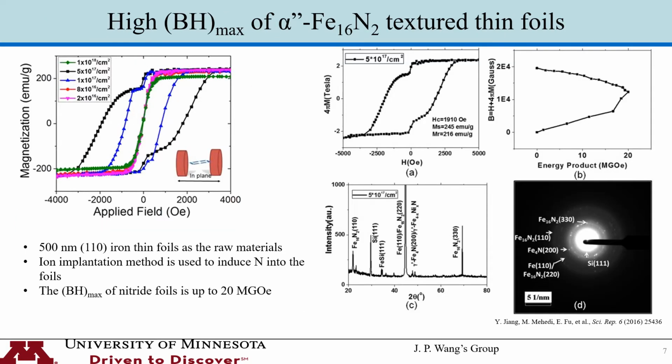Here's an example of the high BHmax of alpha double prime Fe16N2. This sample is a thin foil sample. The thickness is around 500 nanometers, and nitrogen ions were introduced into the sample by ion implantation, and different doses have been used, and we can see the change of the coercivity of the sample. The enhanced coercivity is due to the formation of the alpha double prime Fe16N2 phase, which can be confirmed by the X-ray diffraction pattern and the selected area diffraction pattern of TEM images. Using this loop, we can calculate the energy product BHmax, which can be up to 20 MGOe.